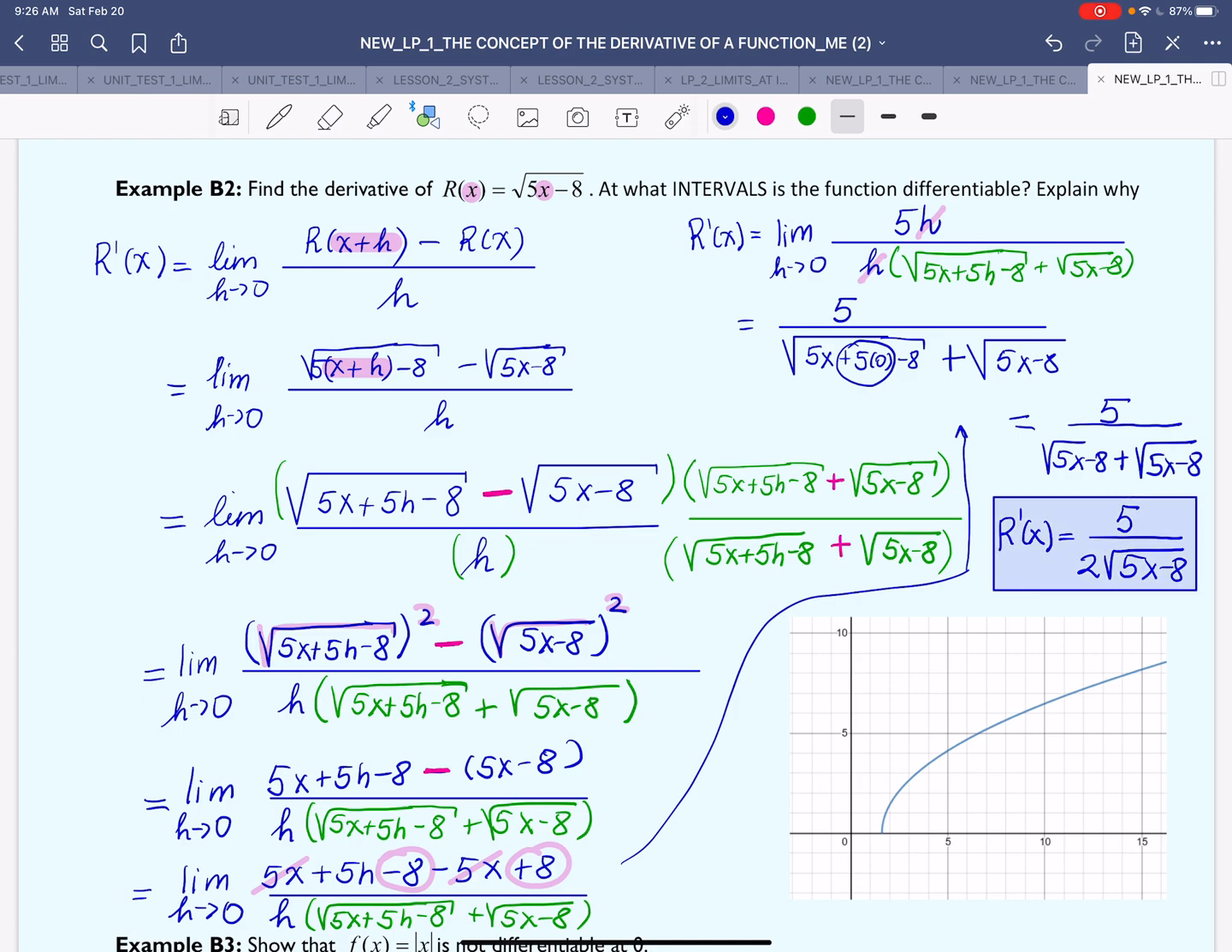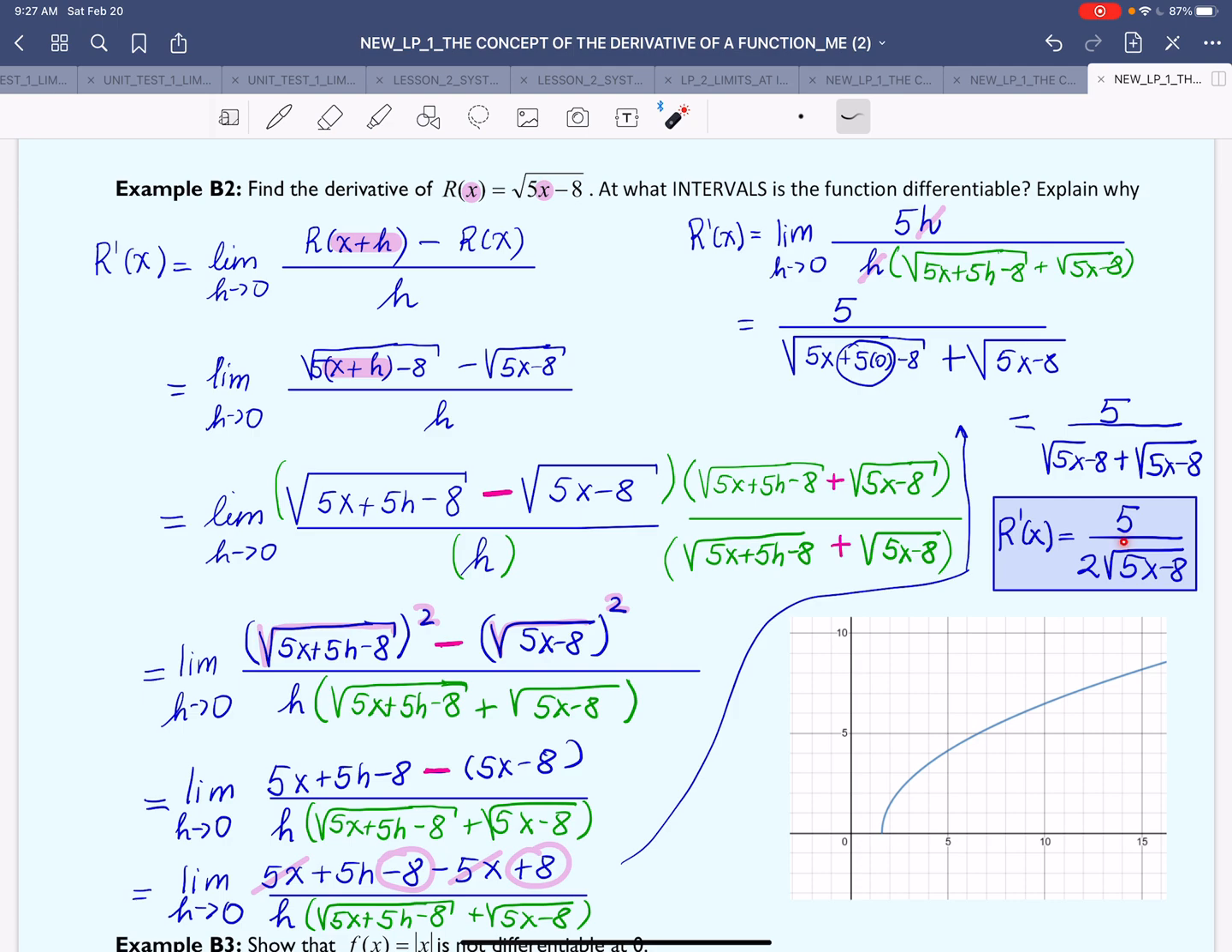Okay, so this is the derivative of r prime x. Now, let's move on to the next question asked here. At what intervals is the function differentiable? So this is how you would translate it in your head. At what x values is this function defined, r prime x?